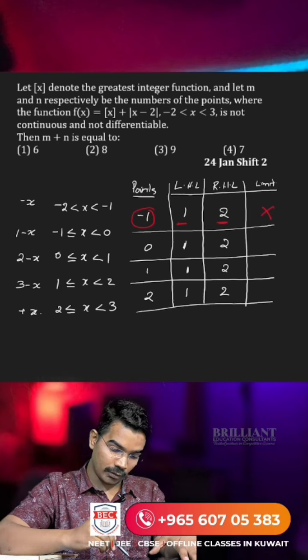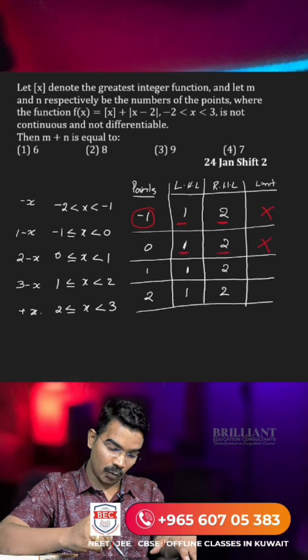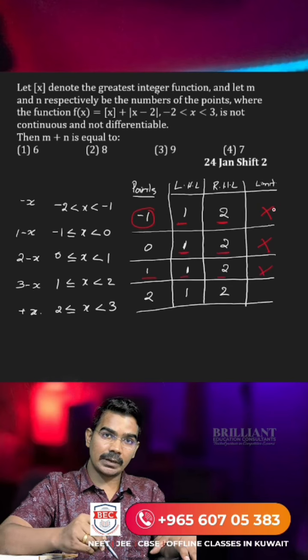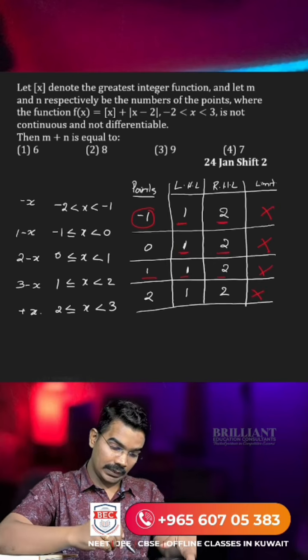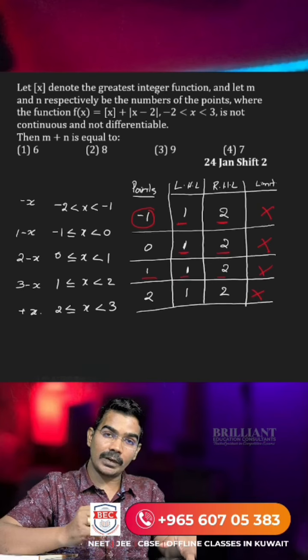Similarly, for the point 0, the values we get are 1 and 2, which means that limit also does not exist. Similarly again, for the points 1 and 2, we get 1 and 2, so the limit does not exist. So here the 4 points, that is −1, 0, 1 and 2, are the points of discontinuity.